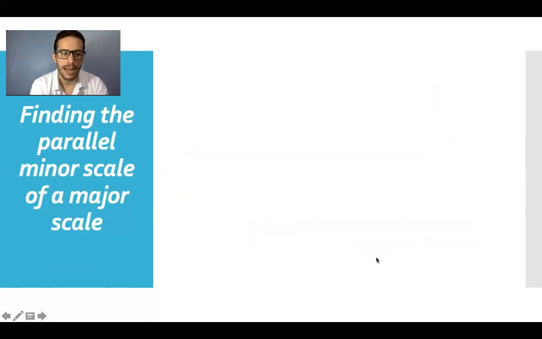Now, finding the parallel minor scale of a major scale. There were some problems with this during the activities and the tasks that you sent, so I want to go through it in a little bit more detail than in the previous video.